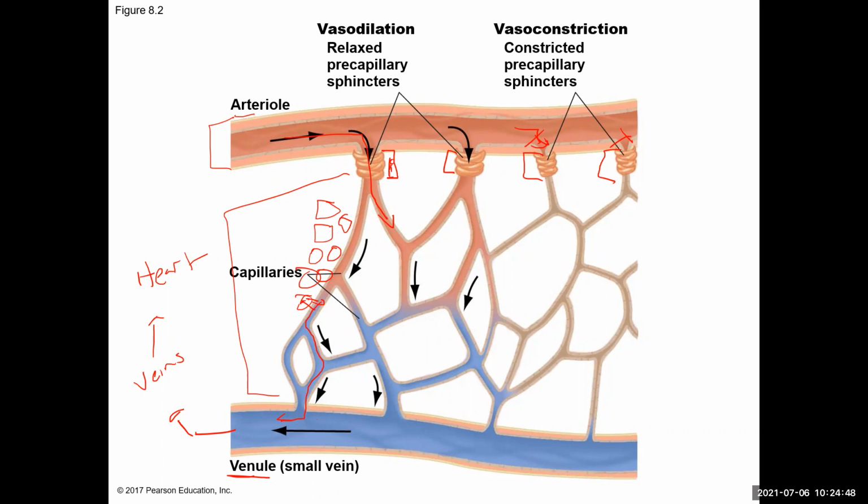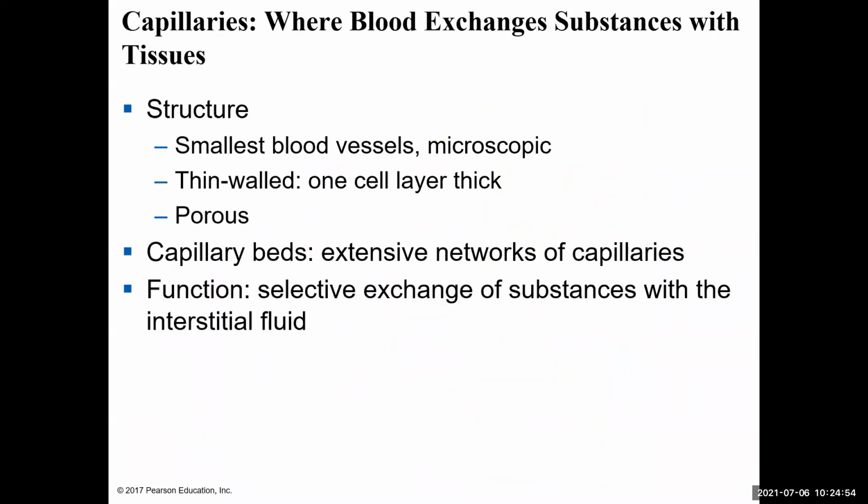And now moving on to the capillaries themselves, so these vessels here, the capillaries are really thin. They're only a single cell layer thick. They're the smallest blood vessels in our body. They're really microscopic, so you kind of need a microscope to see them. And they're porous, and those pores allow for the exchange of material.